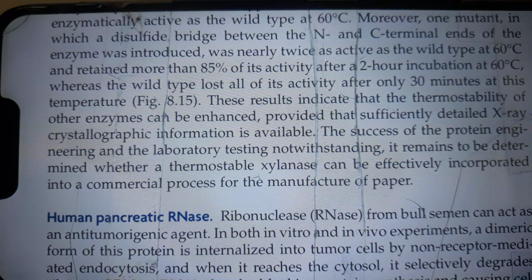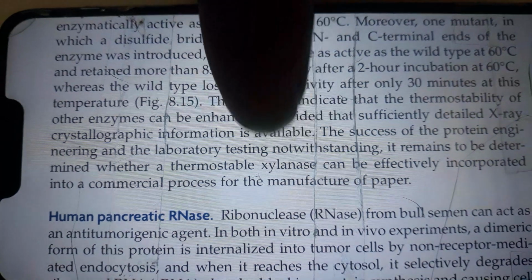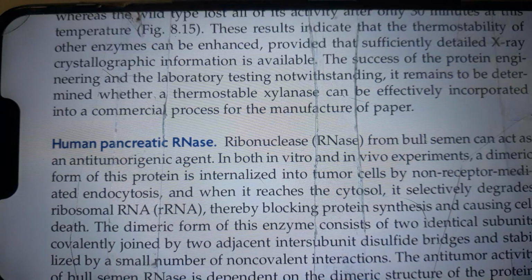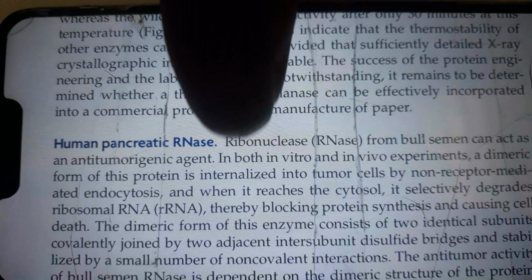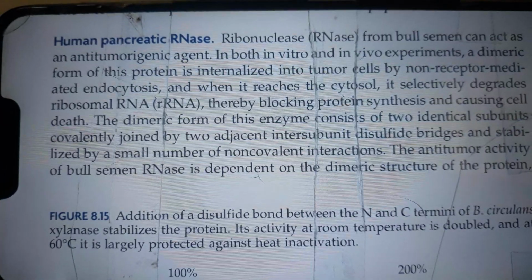These results indicate that the thermostability of other enzymes can be enhanced provided that sufficiently detailed X-ray crystallographic information is available. The success of the protein engineering and the laboratory testing notwithstanding, it remains to be determined whether a thermostable xylanase can be effectively incorporated into a commercial process for the manufacture of paper. Next is human pancreatic RNase.